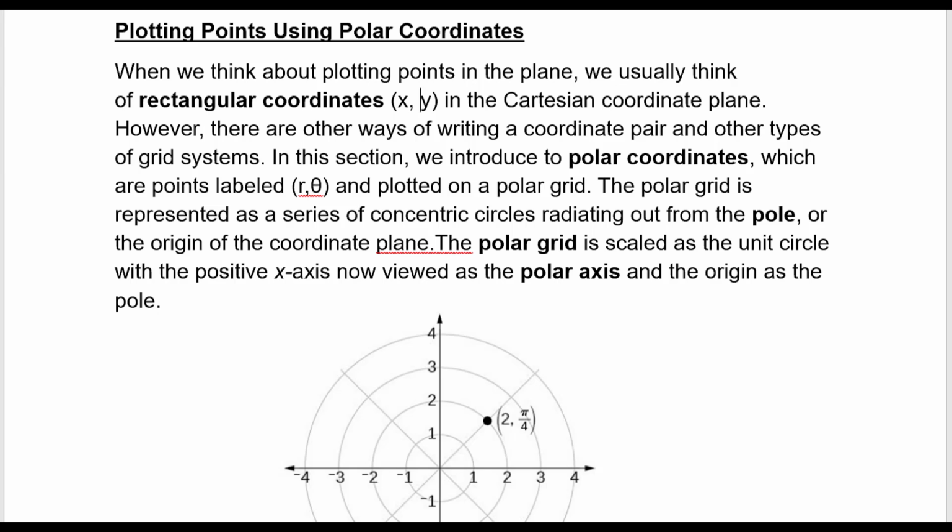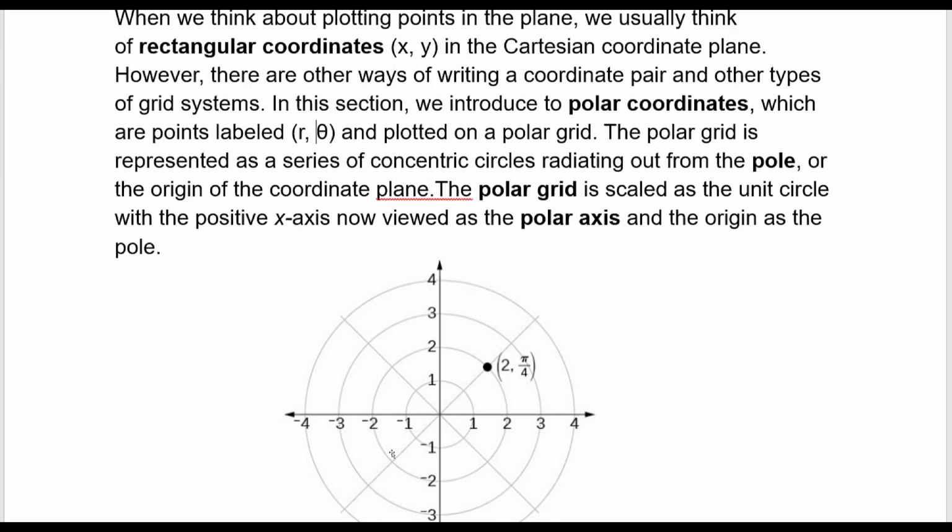In this section, we introduce the polar coordinates, which are points labeled r, theta, on the polar grid. So r is the radius, how far you are from the center, and then theta is the angle you're going to be at. So polar grids represent a series of concentric circles as seen here, radiating out from the pole or the center, that point there in the middle.